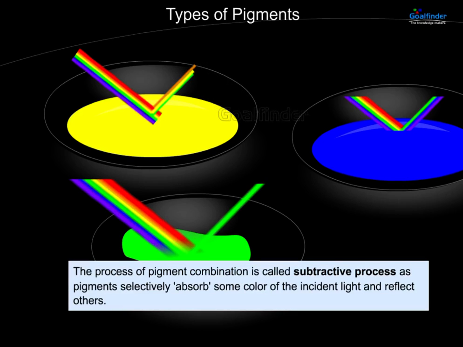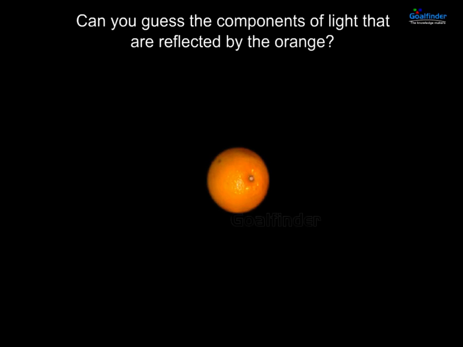The process of pigment combination is called subtractive process, as pigments selectively absorb some colors of the incident light and reflect others. Can you guess the components of light that are reflected by the orange?